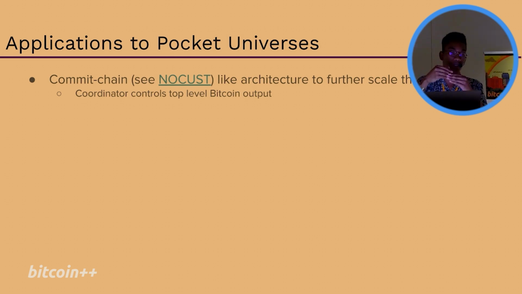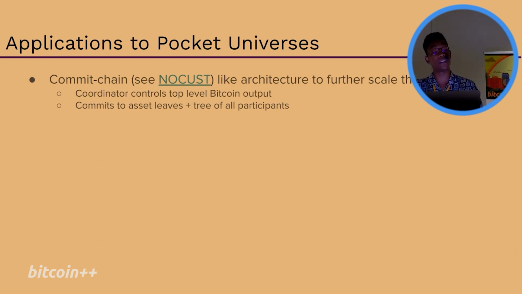If someone left the tree, the sum value should be different. If someone added more funds, the sum value should be different, and so forth, basically, right? The cool thing about this is that because now we're able to validate the state transition and inclusion of these leaves itself, we can have a coordinator that basically controls that top-level Bitcoin output, but can't unilaterally spend it unless it follows the rules of this protocol itself, right?